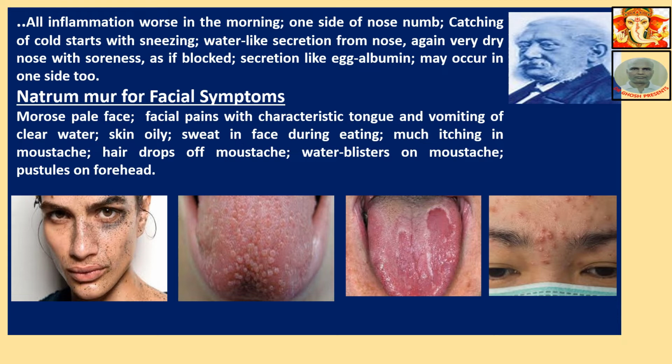Natrum mur for facial symptoms: morose, pale face. Facial pains with characteristic tongue. Characteristic tongue means Natrum mur has 2 types of characteristics. One is bubbles, salivary bubbles over the tongue. Another is map tongue. Vomiting of clear water, skin oily, sweat on face during eating, much itching in the moustache, hair drops off from the moustache, water blister on the moustache, and pustules on the forehead.